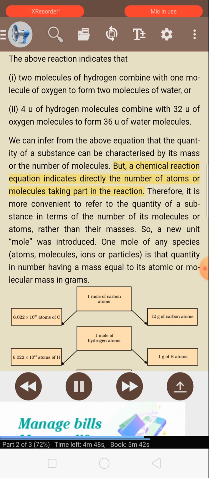But a chemical reaction equation indicates directly the number of atoms or molecules taking part in the reaction. Therefore, it is more convenient to refer to the quantity of a substance in terms of the number of its molecules or atoms rather than their masses. So, a new unit, mole, was introduced. 1 mole of any species, atoms, molecules, ions, or particles is the quantity and number having a mass equal to its atomic or molecular mass in grams.